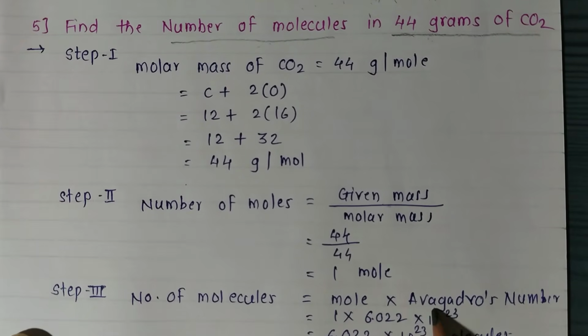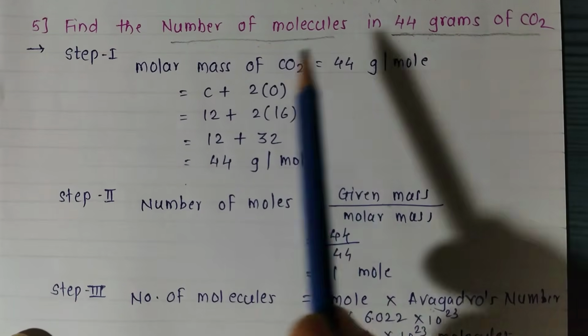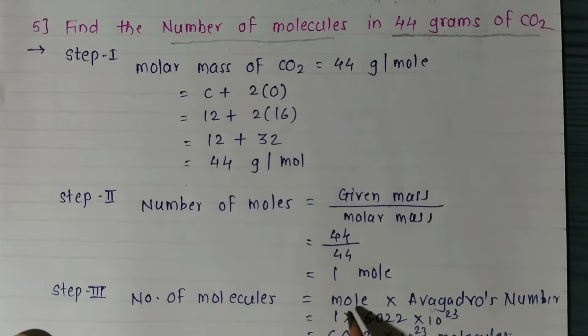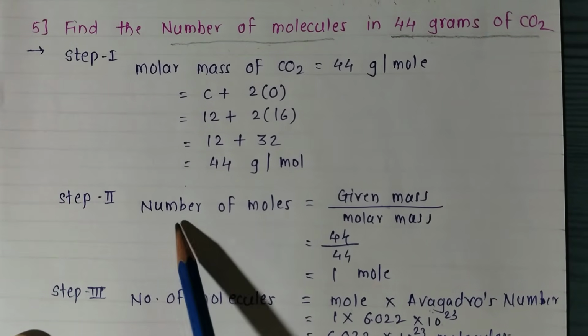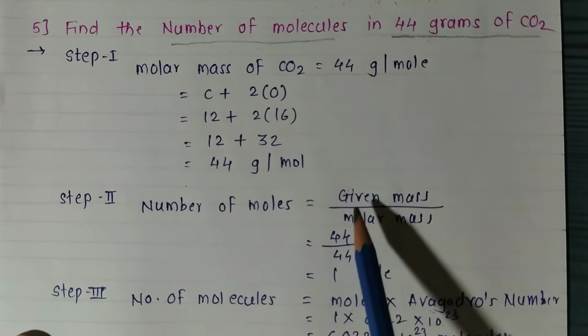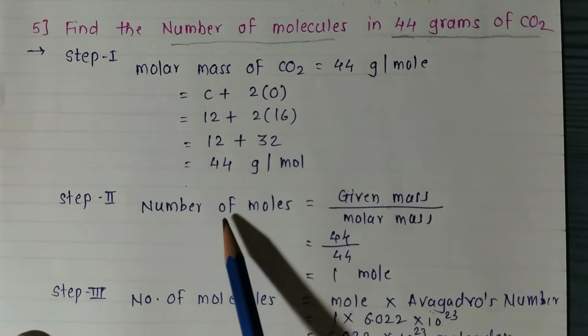Mole into Avogadro's number. As we know, the value of Avogadro's number is 6.022 into 10 raised to 23, but we don't know the mole, because the mole is not given. We have to calculate the number of molecules. So how do we calculate moles? We have a formula: number of moles is equal to given mass upon molar mass.